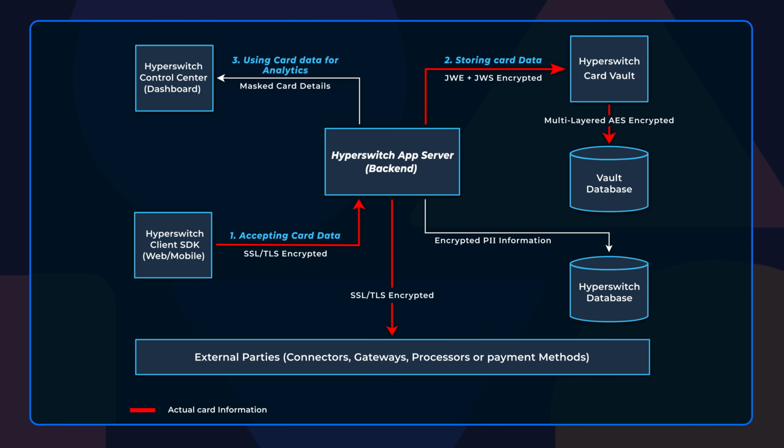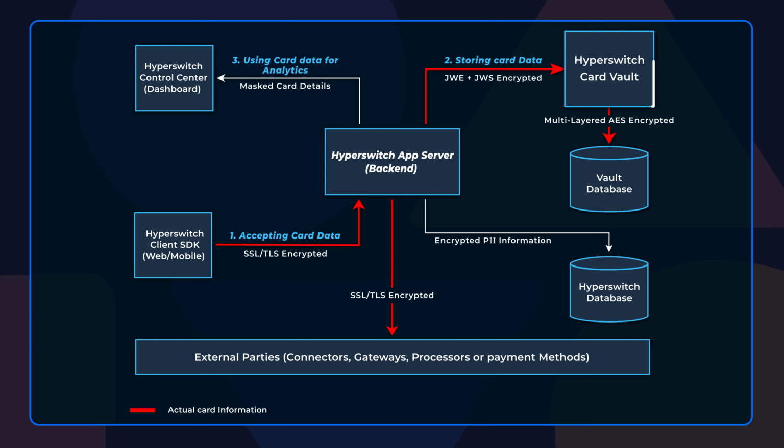If the customer chooses to save the card during this transaction, then the Hyperswitch card vault will come into the picture. Once the connector or the external party confirms the transaction, the Hyperswitch app server will try to store the card in the card vault, and the details will be transmitted using JWE and JWS encryption. This is how it works. The Hyperswitch app server will have the public key of the card vault and will also have its own private key. It will sign the payload and also encrypt it using the public key of the card vault. And then the card data is safely transmitted to the card vault.